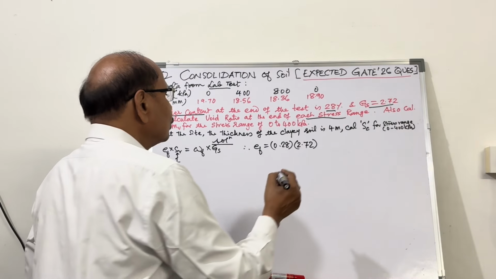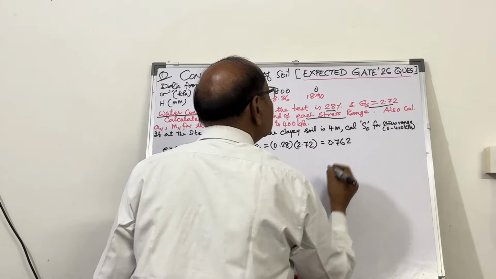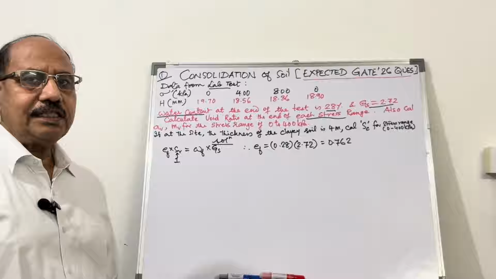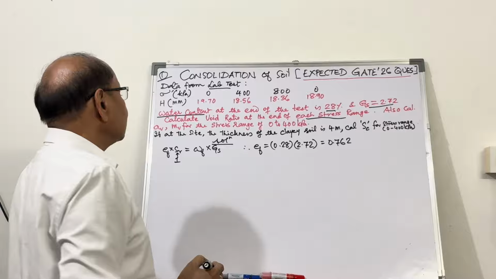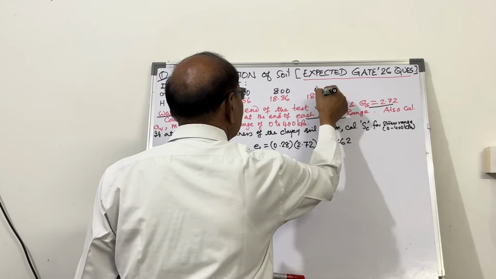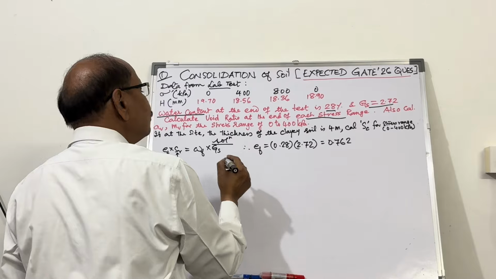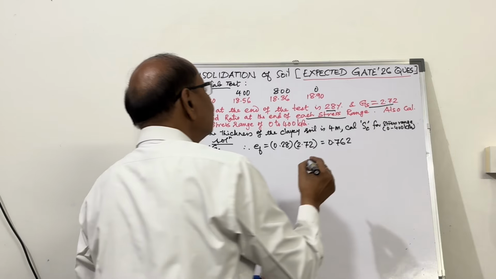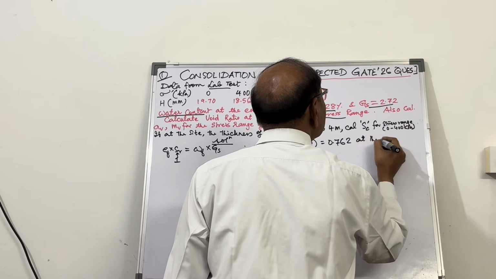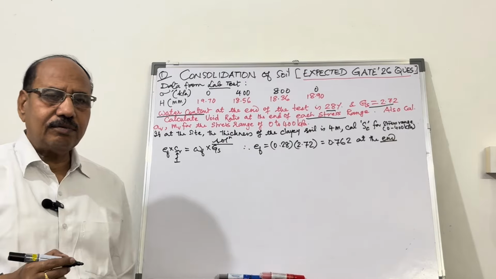So this becomes 0.762. This is the final void ratio, EF, at the end of the experiment. When it is completely unloaded, that becomes the final void ratio. So EF you have been able to calculate.